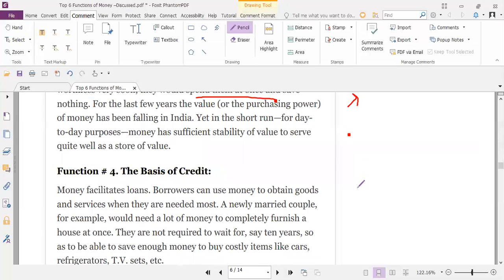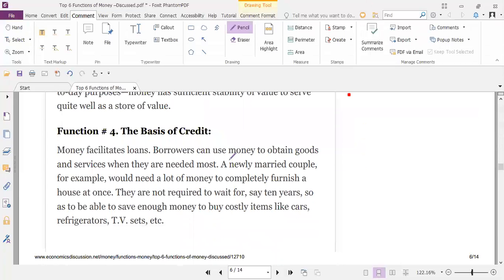The next role is the basis of credit. Money facilitates loans. Borrowers can use money to obtain goods and services when they are needed most. A newly married couple, for example, would need a lot of money to completely furnish a house at once.